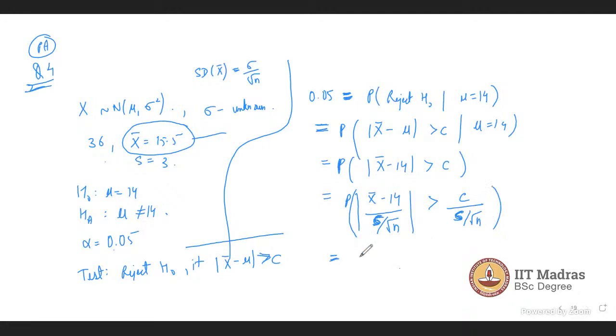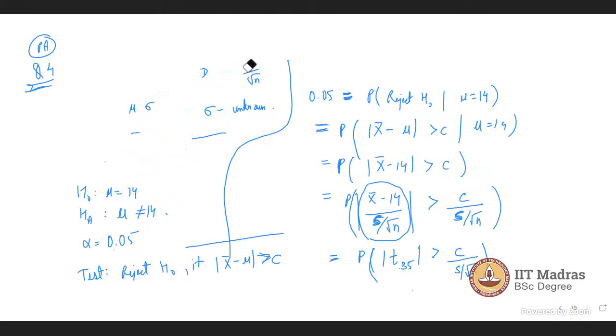So what we can write this as, this is basically our T, right? So this is T distribution, and degrees of freedom is 35 because our sample size n is 36. So this is T 35 and it is greater than C upon S upon root n. Just try. Ma'am, I found my mistake here. What I was doing, on the RHS I was doing C minus 14 also. Okay. I think that's where the problem comes in the solution.